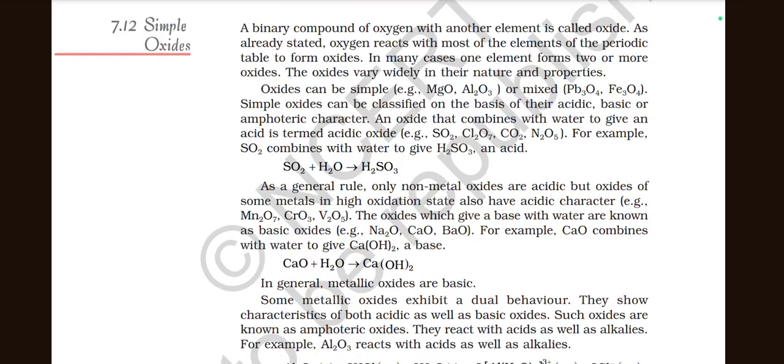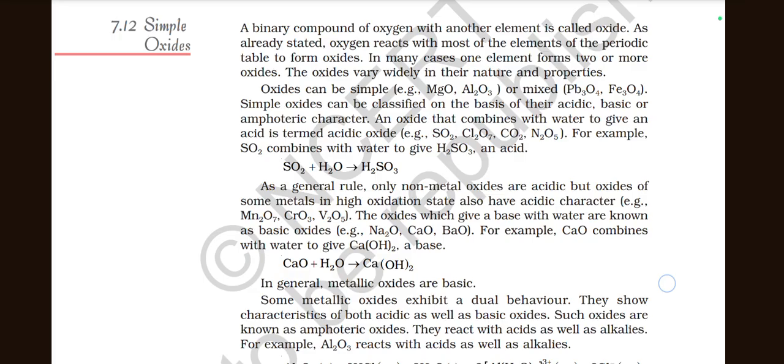Simple oxides. A binary compound of oxygen with another element is called an oxide. As already stated, oxygen reacts with some of the elements of the periodic table to form oxides. In many cases, one element forms two or more oxides. The oxides vary widely in their nature and properties. Oxides can be simple or mixed. Simple oxides can be classified on the basis of their acidic, basic, or amphoteric character.